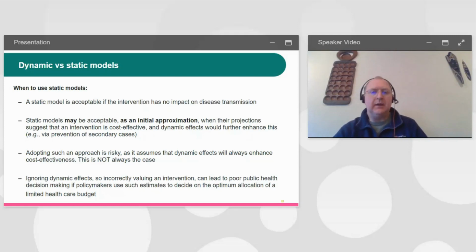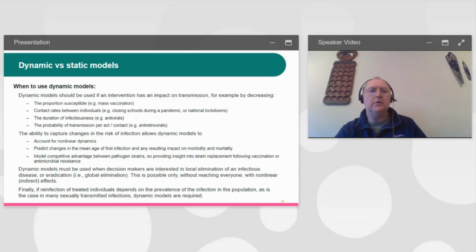Ignoring dynamic effects also leads to an incorrect valuation of an intervention, and in policy making, that can lead to very poor public health decision making if policymakers use those estimates to decide, for instance, on the optimal allocation of a limited healthcare budget. So we would generally say that dynamic models should always be used when an intervention has an impact on transmission.